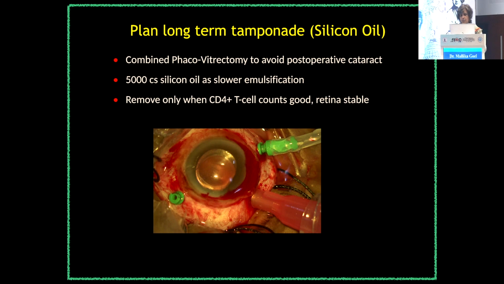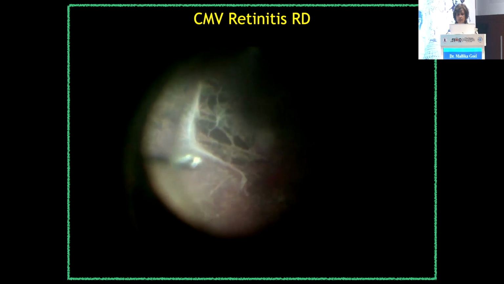But when they have to be operated, plan long-term oil tamponade, for which you need to remove the lens because it will form cataract, and use a higher viscosity oil for lower emulsification. And remove oil only when the CD4 counts have improved, so there is less chance of recurrent CMV infection.